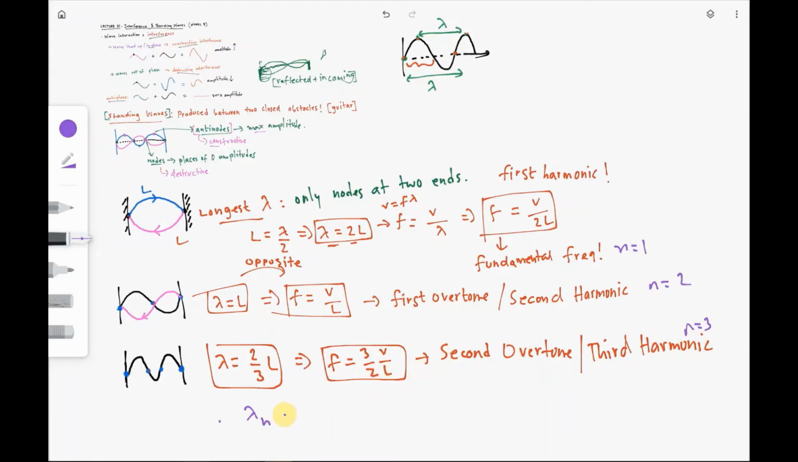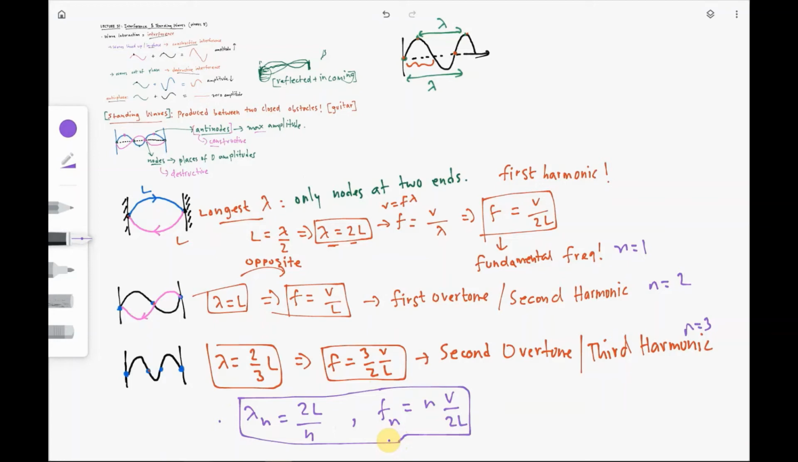So for the nth harmonic, the nth wavelength is 2 times L over n. If you have n equals 4, the fourth harmonic, then the fourth harmonic wavelength would be 2L over 4. And the frequency corresponding to it, the nth harmonic, would be equal to n times V over 2L. So if you have n equals 4, then the fourth harmonic would be f4 equals 4 times V over 2L. This is the established formula that we use for musical instruments.